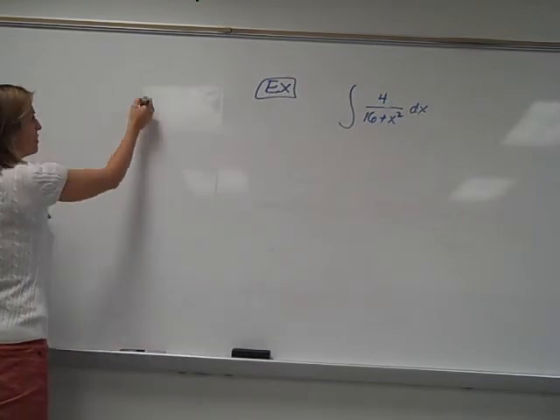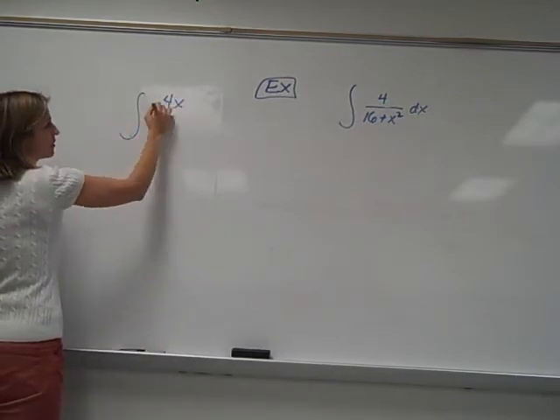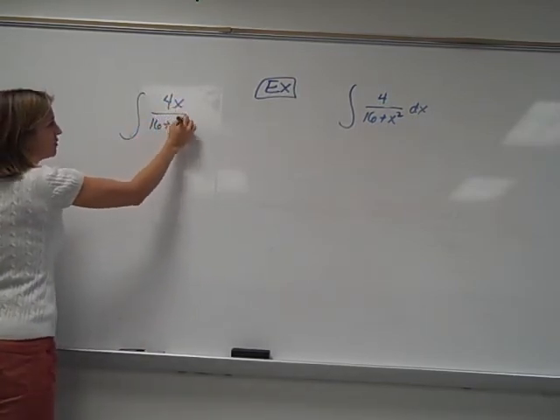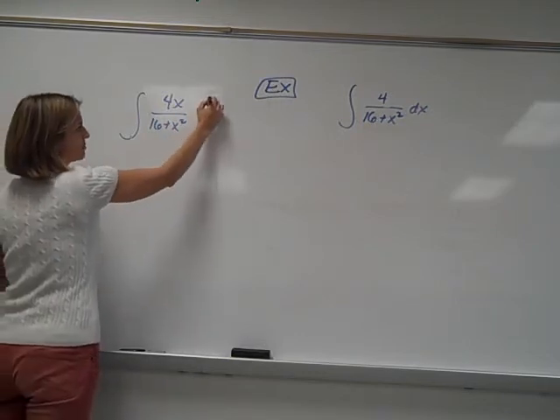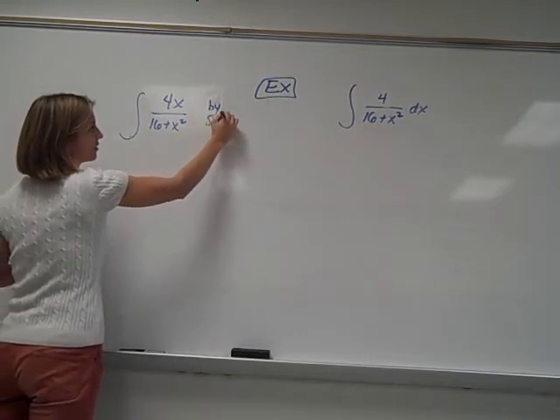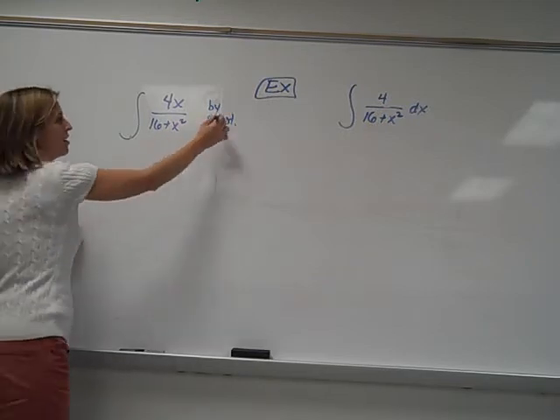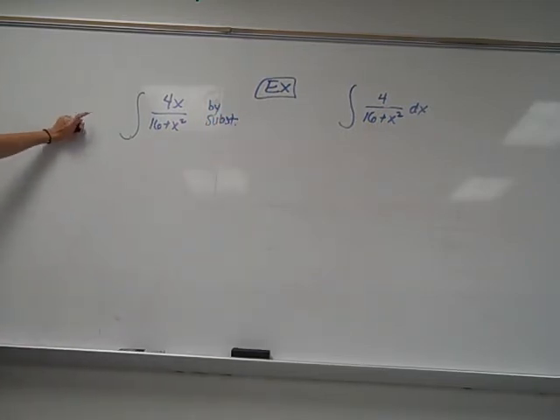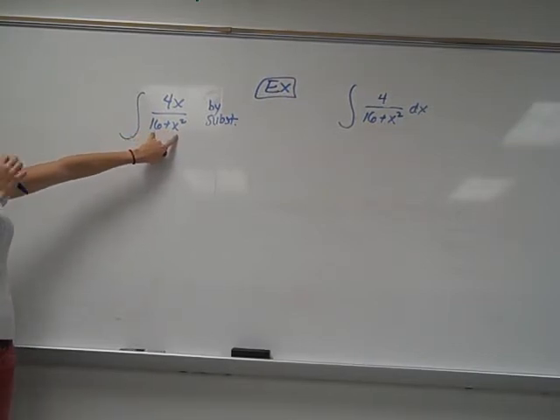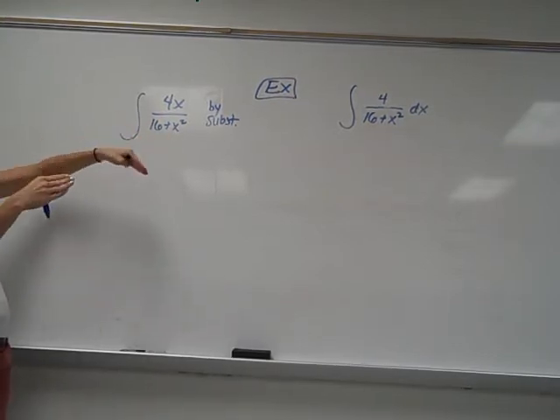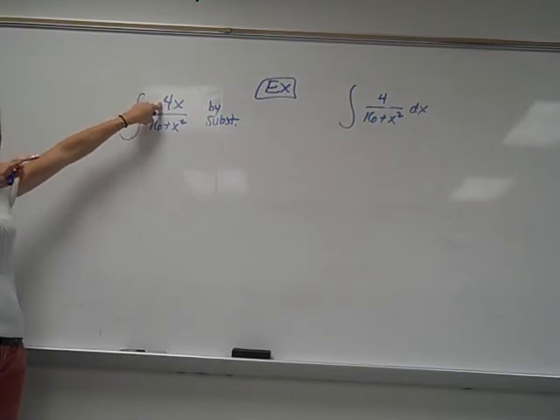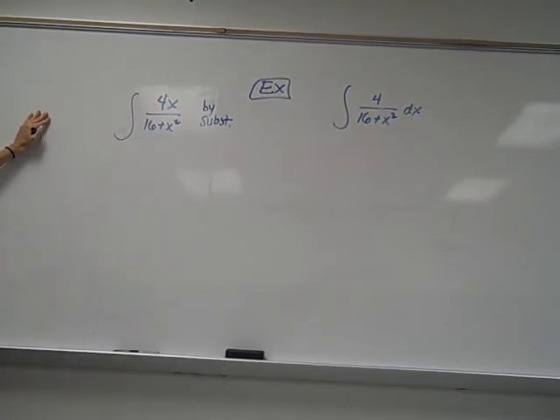So let me say this: if you had that, you could do this by substitution. I just kind of want to make it clear what you can do and what you can't. This you could do by substitution. You can make u equal to 16 plus x squared, and make du 2x, and you can manipulate this to be a 2x. So that would be doable.